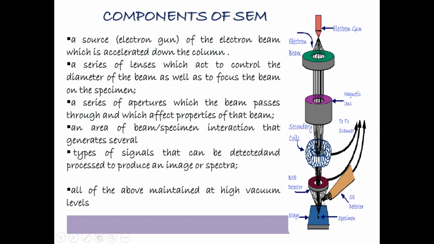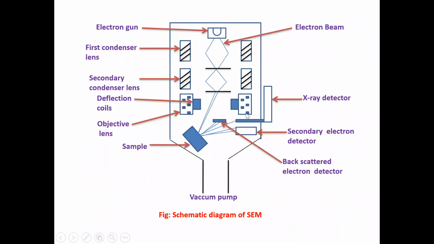So all of the above are maintained at a high vacuum level. All these instruments maintain a high vacuum. इथे तुम्हाला vacuum पाहिजे. Without this vacuum, your electrons cannot pass through to your sample. It can be detected or it can be scattered.